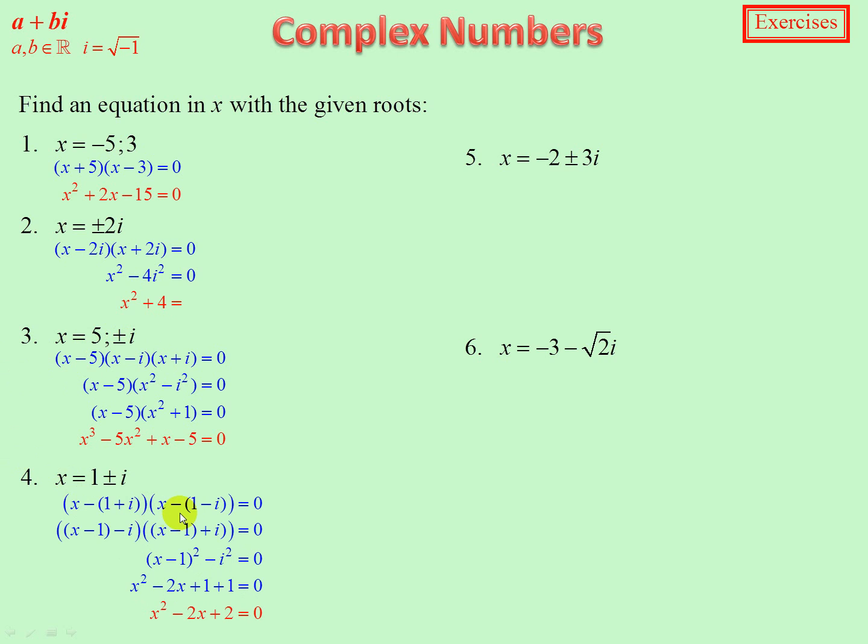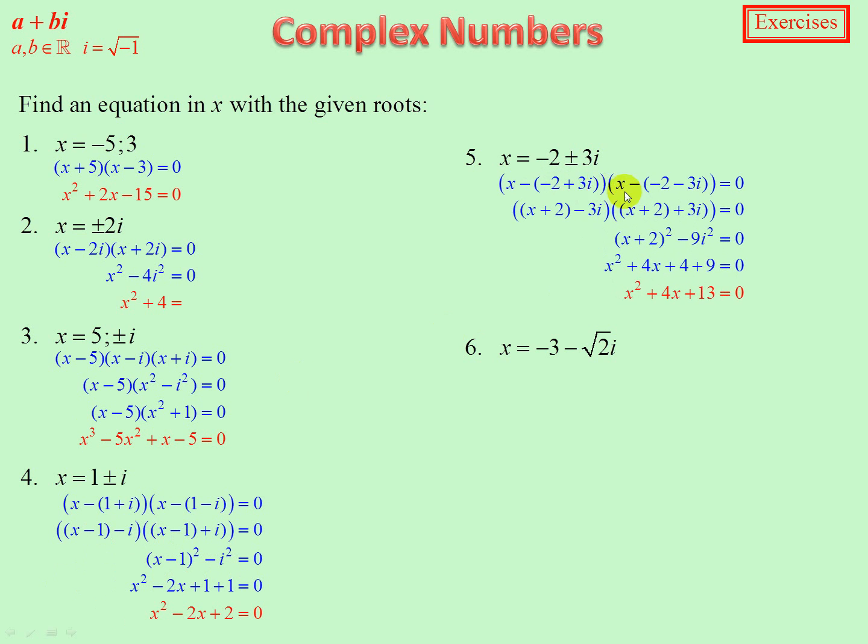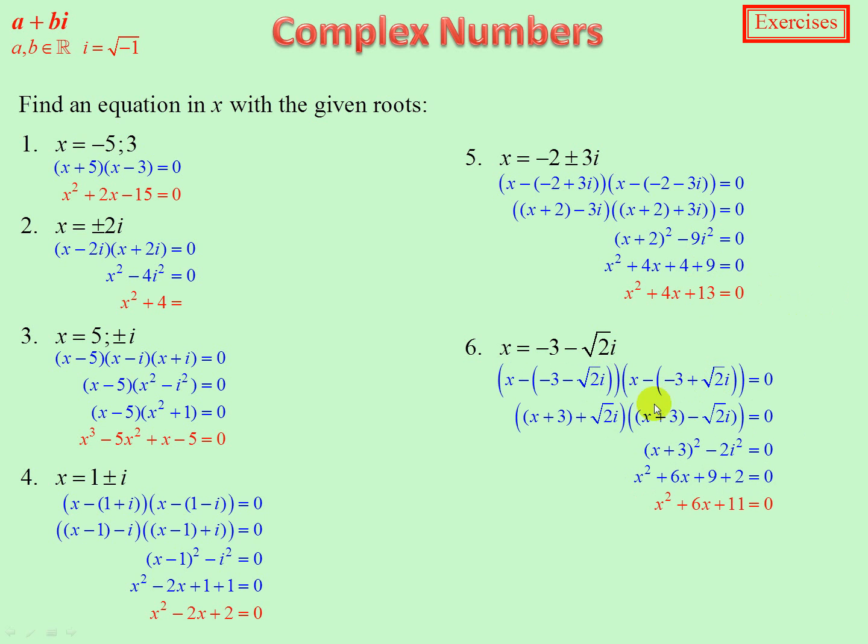x minus. Now we've regrouped, so we have this difference of squares. x minus 1 all squared minus i squared. x minus. Regroup. We have our difference of squares. Simplifies. And x minus, regroup like that. Root 2 times root 2 is 2, i squared. And there's our final answer.